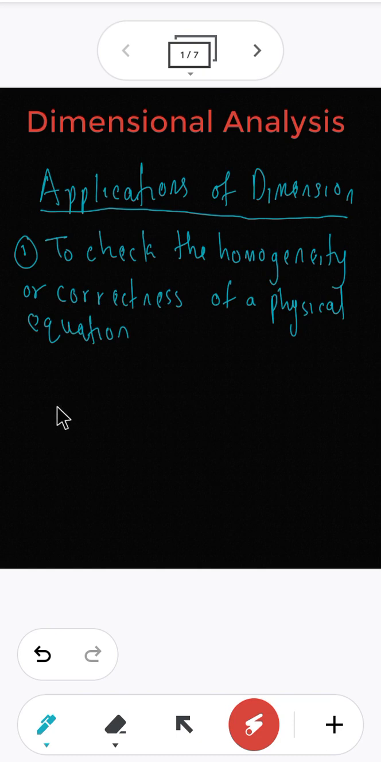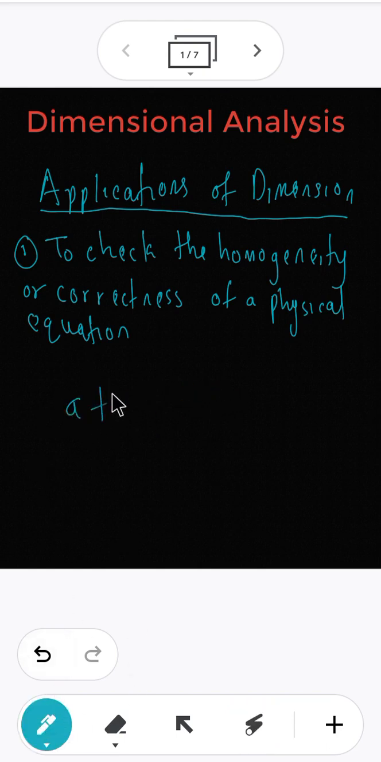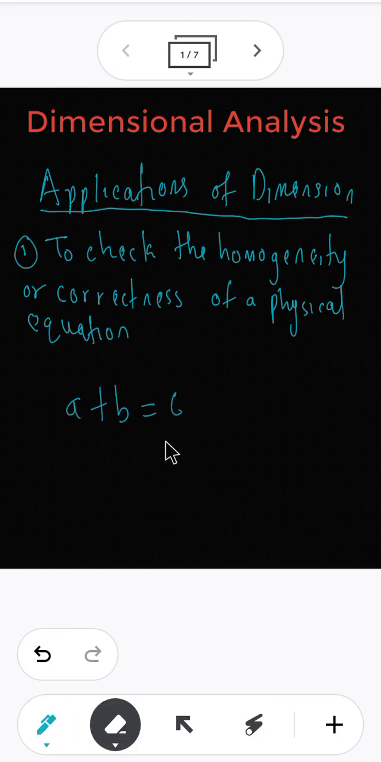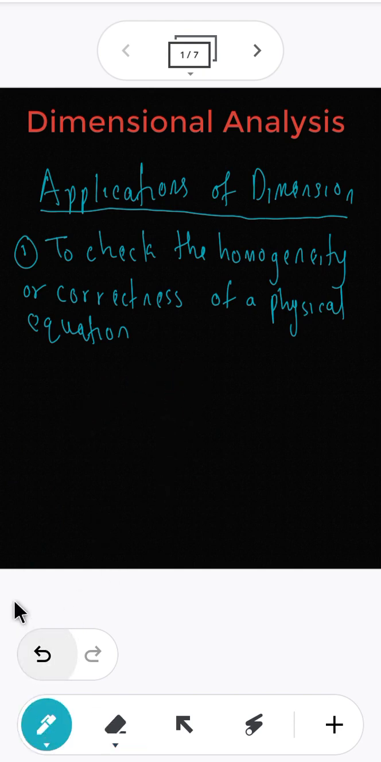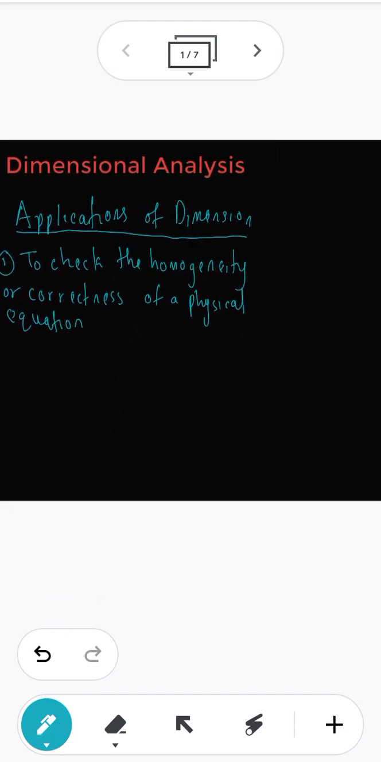A physical equation is just a normal equation where you can have something plus something equal to something. You understand? For instance, you can have A plus B equal to C. This is a physical equation. So we're going to solve an example to show you how you can use dimensions to determine the correctness of an equation. But before then, there are some rules you have to note down concerning dimensional analysis.